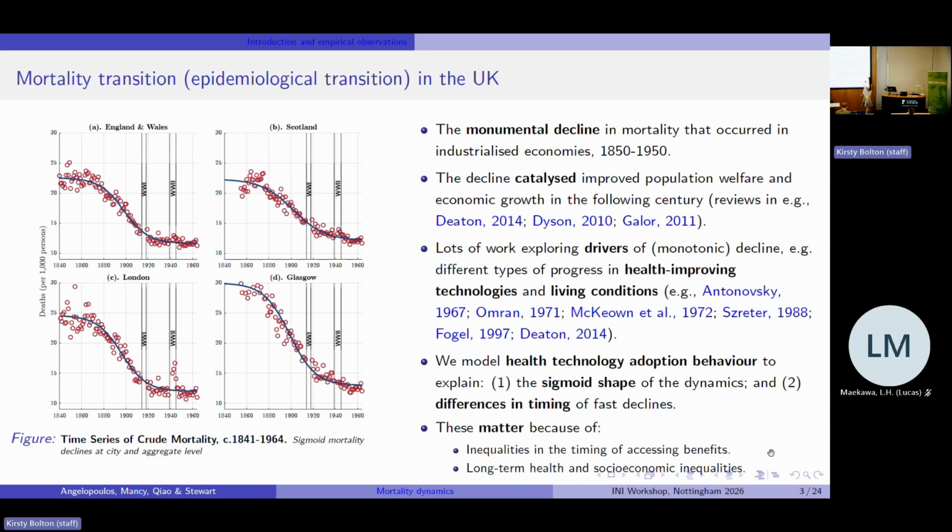We're interested in here the mortality transition, or the epidemiological transition. And that's the monumental decline in mortality that occurred in industrialized economies during the latter half of the 1800s and the first half of the 1900s. You can see here on these plots, we've just plotted the crude death rate in England and Wales, Scotland, London, and Glasgow. And you can see that over this period between 1840 or 1850 and 1960, we see this massive decline in the mortality rate.